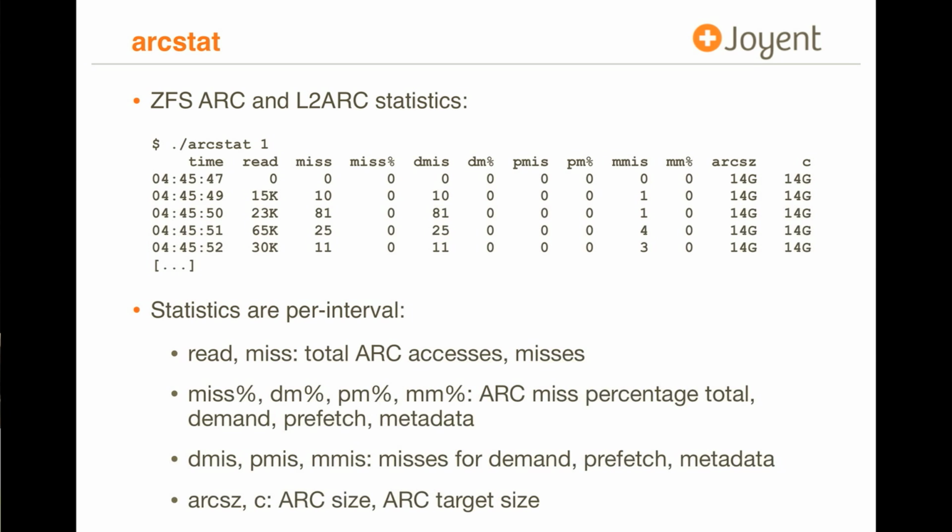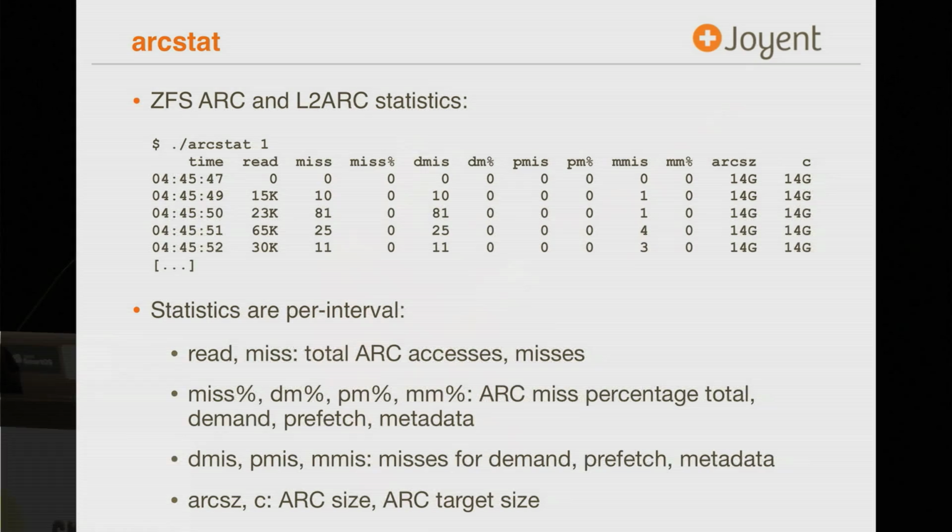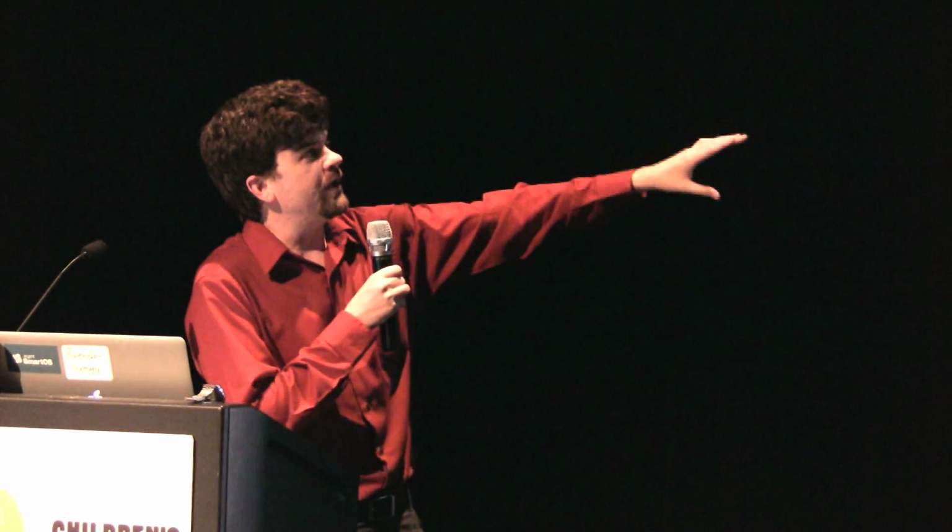arcstat, back to the real tools. arcstat is for ZFS ARC and L2ARC statistics, and it is written in Perl, uses kstats. This is not a DTrace script. In FreeBSD, it was ported and uses sysctl. Statistics are per interval. We can see things like reads. Most of you probably know ARC is, of course, the primary cache for ZFS, the adaptive replacement cache.